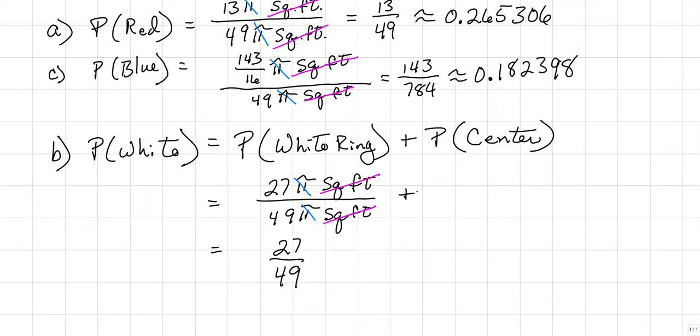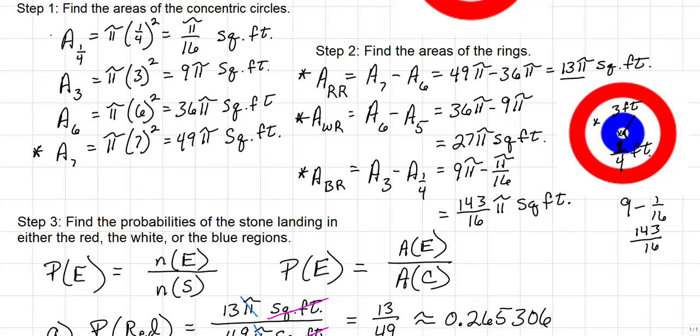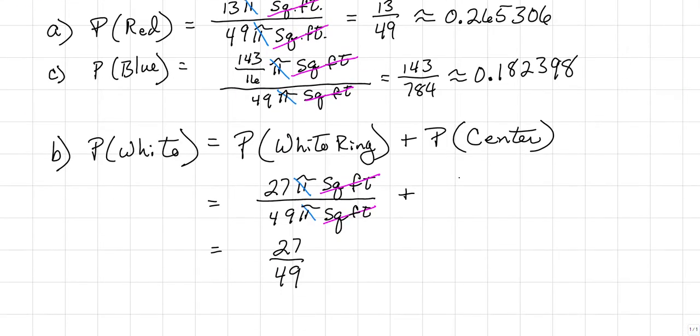Now remember, we're going to be adding that to the probability of landing in the center. And so what we're going to need is the area of the center, and that's going to be this area right over here, which was pi over 16 square feet, and then we'll divide that by the total area. So pi over 16 square feet divided by 49 pi square feet. Once again, what we're going to end up doing is simplifying this. The units will divide out and they'll be gone.